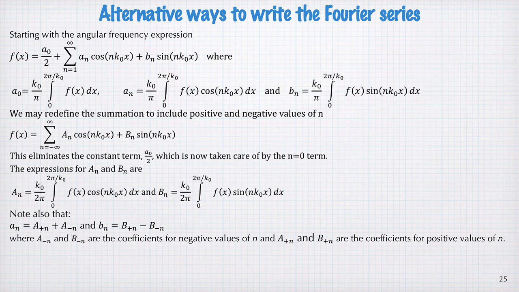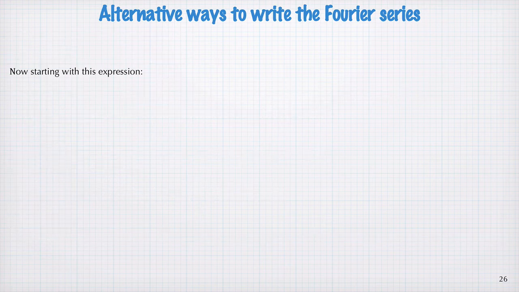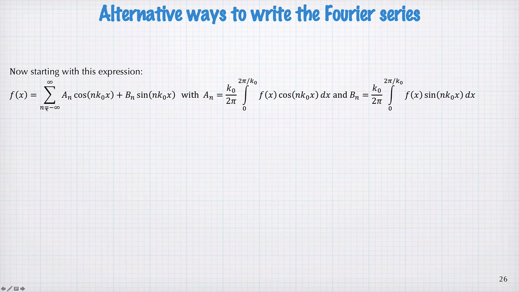Okay, there's one last thing we're going to look at. Starting with this expression now, where we're going from negative to positive infinity, we're going to make three changes. The first is we're going to move a factor of 2 pi. So this factor of 2 pi here, which is in the a_n's and b_n's, we're going to bring that out the front of the summation.